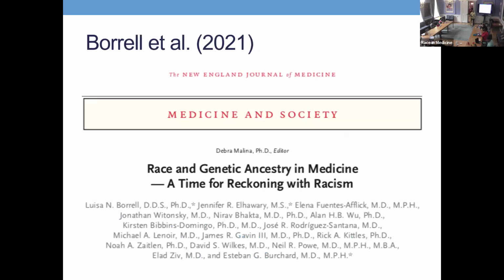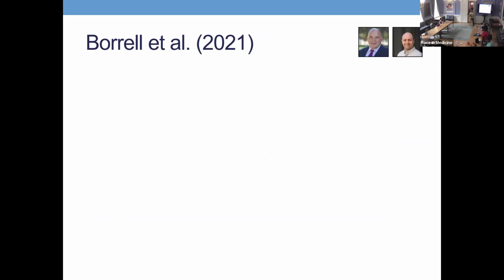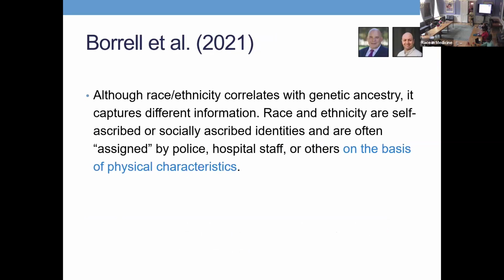In 2011, Burchard was on the paper and Ziv was on the paper by Borrell et al., arguing for the following with respect to race and ethnicity. Although race and ethnicity correlates with genetic ancestry, it captures different information. Race and ethnicity are self-ascribed or socially ascribed entities that are often assigned by police, hospital staff, or others on the basis of physical characteristics. Although race/ethnicity may capture information about the likely presence of certain genetic variants, ancestry is a better predictor.